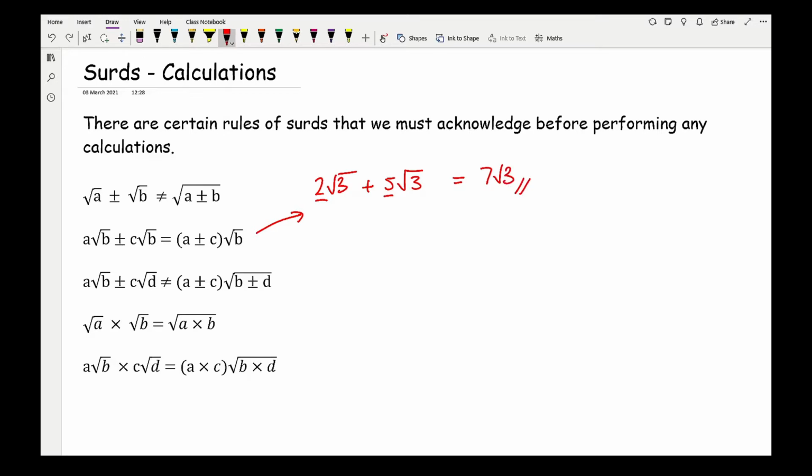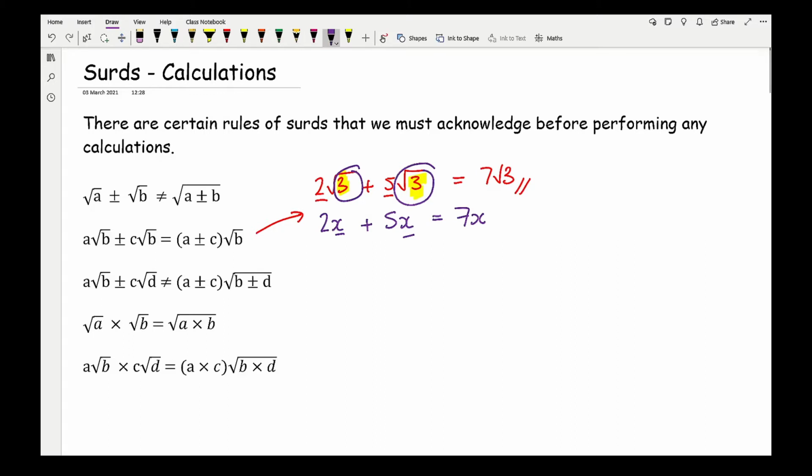Now the key thing to note is that we don't add or subtract the numbers inside the surds. You need to treat this a bit like collecting like terms. So if you saw 2x plus 5x, then that would simply equal 7x. The x's still remain the same, and likewise with regards to the surds. So when we're adding or subtracting, yes, you can join the numbers outside together if the square root numbers are the same. If they're different, there's nothing you can do about it. You can't join them up.